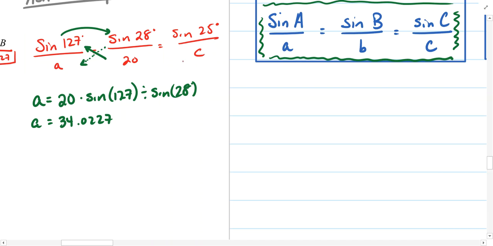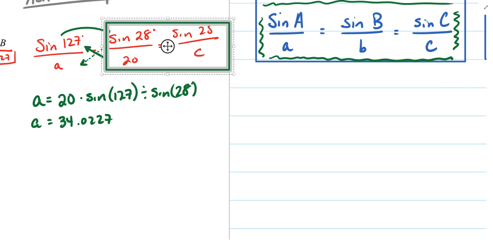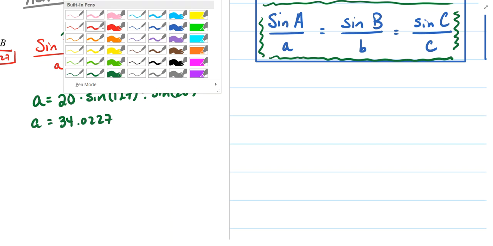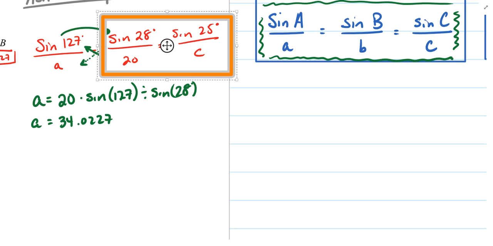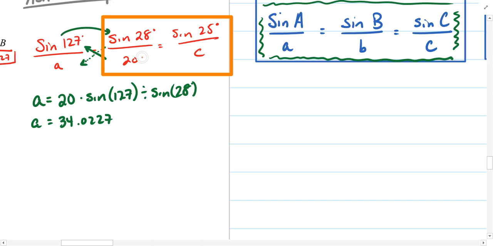So I'm going to erase my marks here and now focus on the other pair of fractions, and I'll go through the same cross product. Let me use a different color to make this stand out. So now I'm looking at this pair, and I'm going to use this product. I'm going to start with 20, multiply by sine of 25 degrees, divide by sine of 28 degrees, and that's what's going to generate my solution for C.